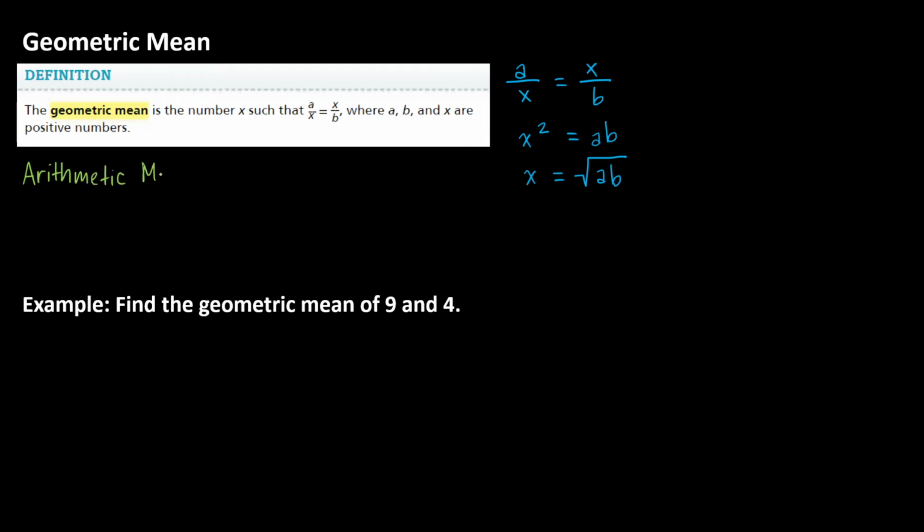The arithmetic mean, where we take two numbers and we find the average, meaning we add them together and divide by the quantity of numbers. The geometric mean, like you just saw, is the square root of the product of two numbers.